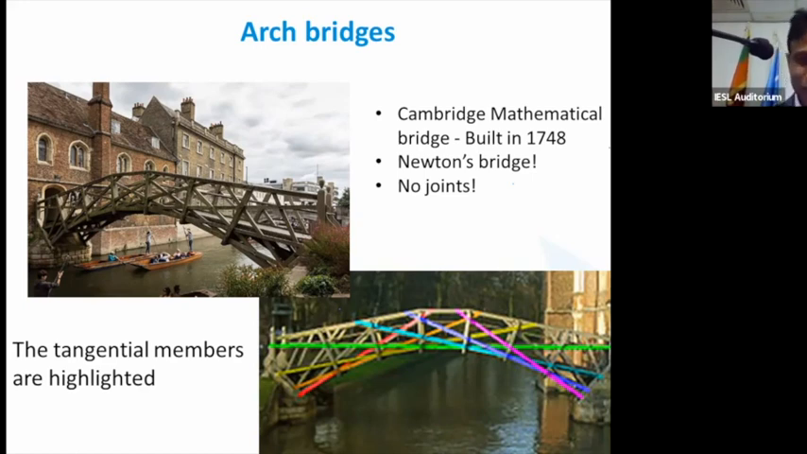What I see with this bridge, as shown in the picture below, is that it has lots of compressive struts, which is how it works. But there's a myth that it was built by Newton. It's actually not the case. We call it the Cambridge Mathematical Bridge. It has been rebuilt a number of times, but it's standing right now. So don't miss it when you happen to visit.